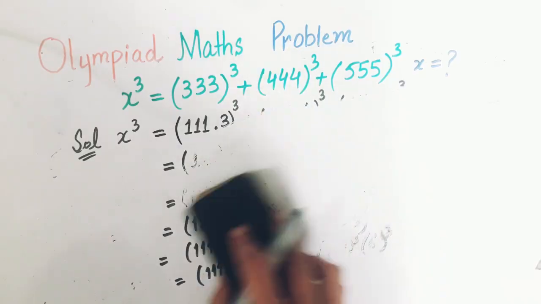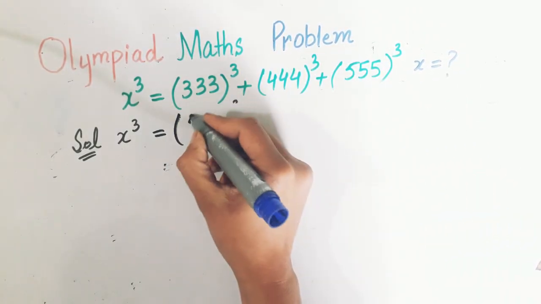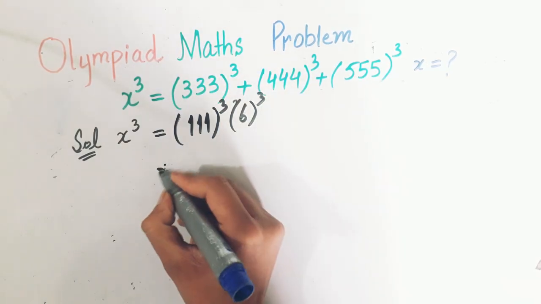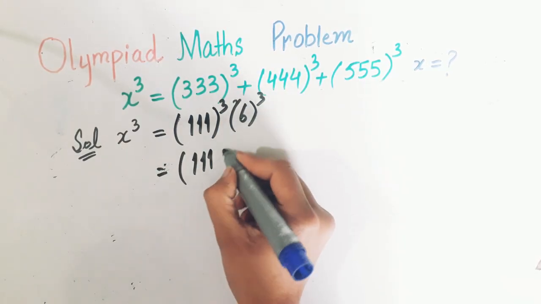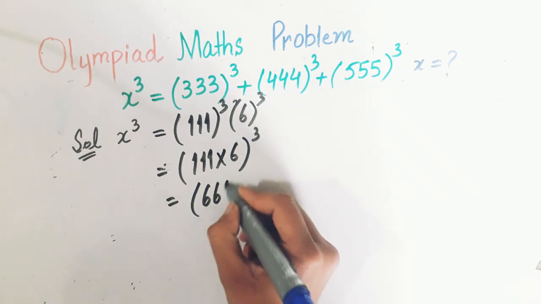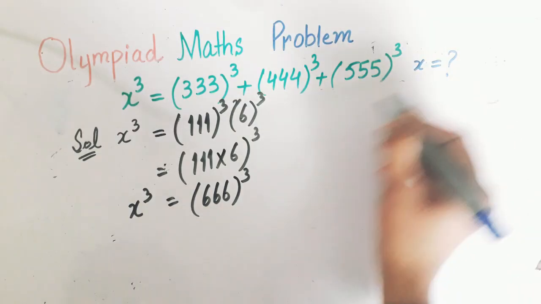Now we will solve this further here. We get 111 cube into 6 cube. Now we will join the power, 111 multiplied by 6 whole cube. So this is 666 cube. Now we have to find the value of x only.